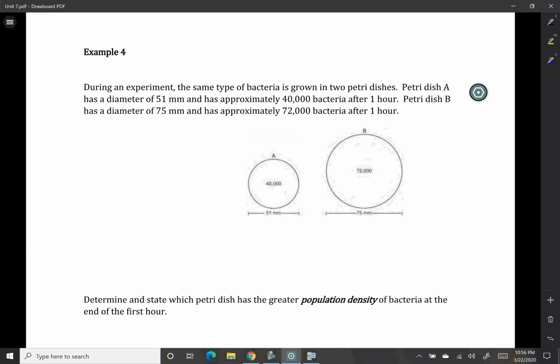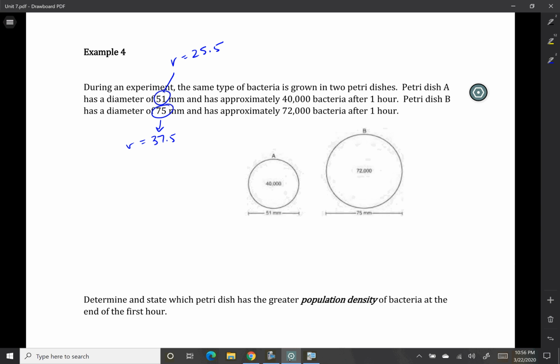So during experiments, the same type of bacteria is grown in 2 petri dishes. Petri dish A has a diameter of 51 millimeters. We want radius, so that's going to be 25.5. And the other one has a diameter of 75. All right, divide 75 by 2, we have 37.5 for my radius. Again, we always want radius. As soon as I see diameter, I want radius.